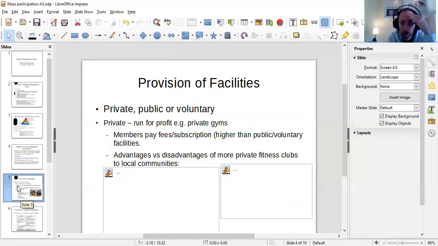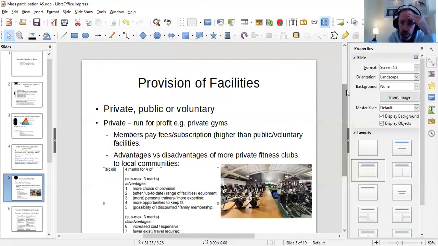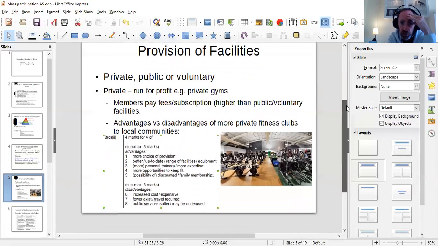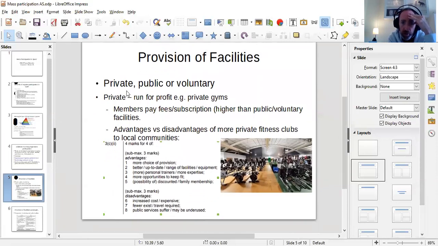Right, moving on. Provision of facilities is the next point. Provision of facilities is broken down to private, public, and voluntary. Private facilities are those that are run for profit. This is, for example, private gyms. This is where you will have a facility where members pay to use it. Often they have to pay a joining fee.